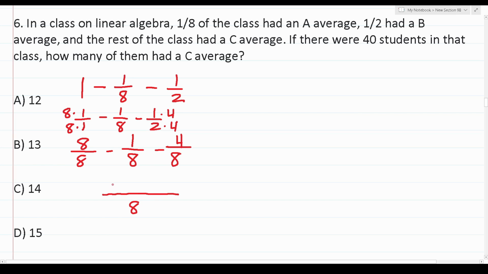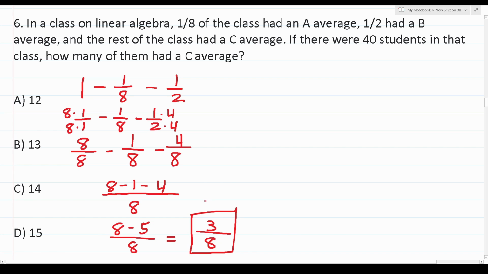This becomes 8 minus 1 minus 4, and this is the same as 8 minus 5 over 8. 8 minus 5 is 3 over 8. So 3/8 of this class had a C average. And now we have to figure out what 3/8 of 40 is. So that's going to be 3 over 8 times 40.